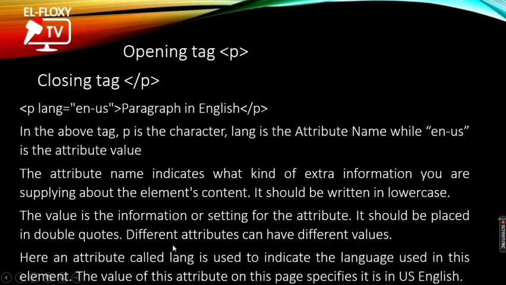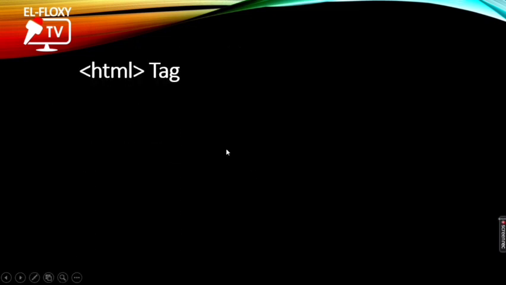While different attributes can have different values, here an attribute called lang is used to indicate the language used in this element. The value of this attribute on this page specifies it in what? US English.